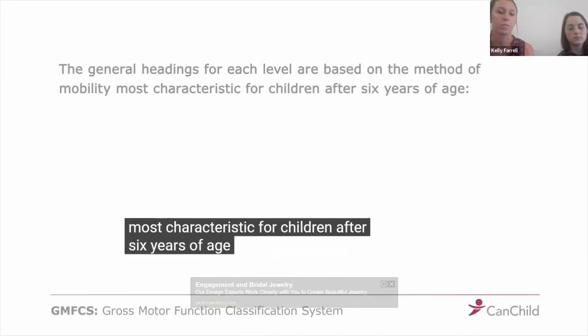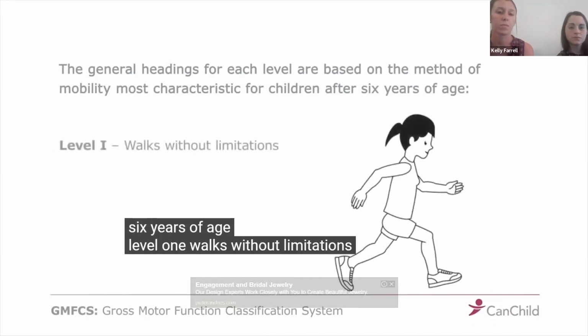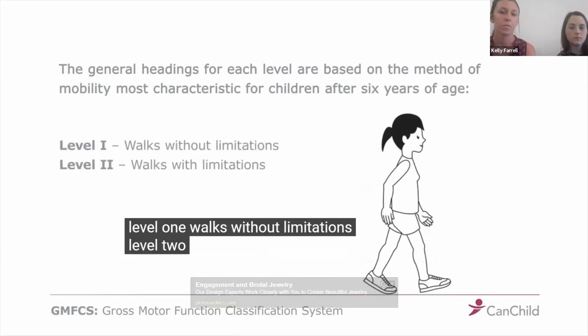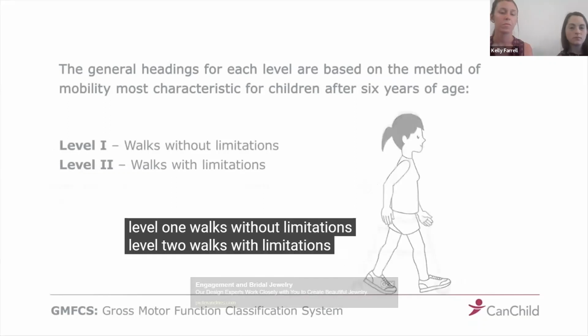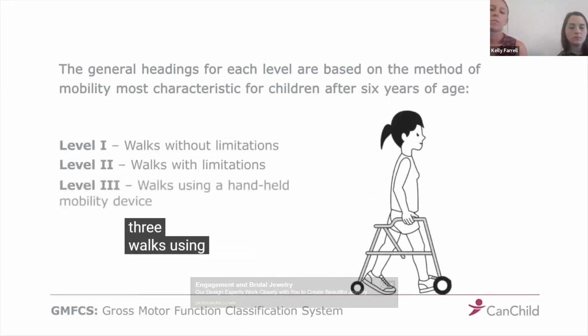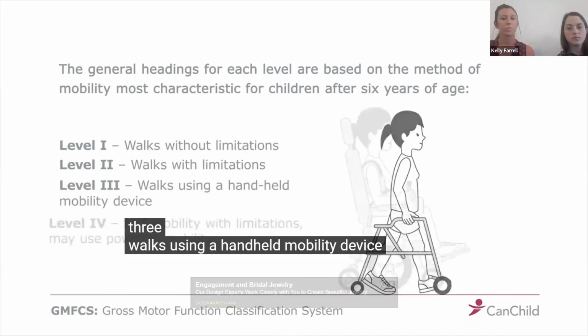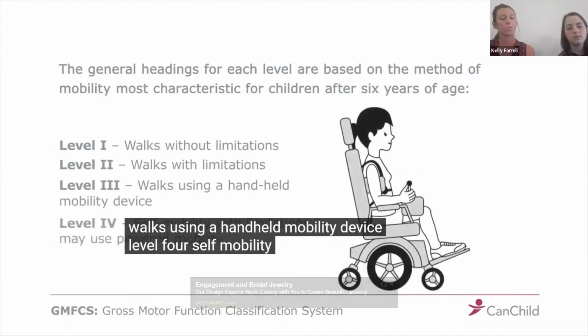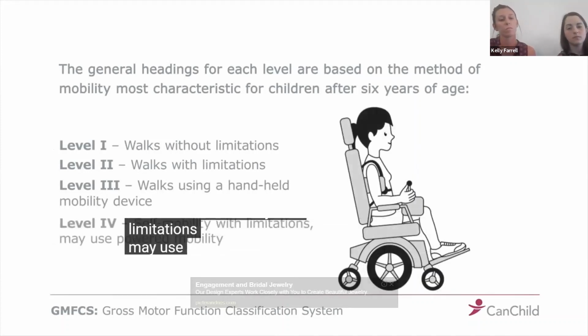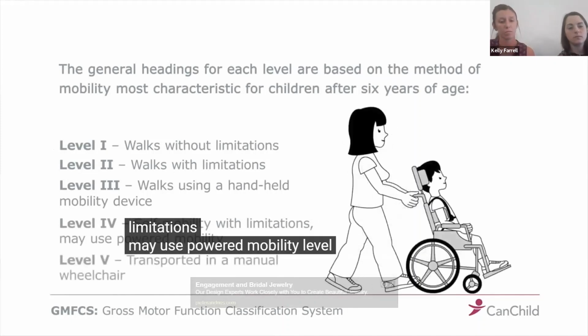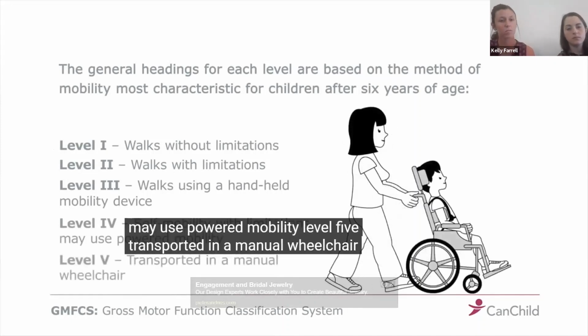The general headings for each level are based on the method of mobility most characteristic for children after 6 years of age. Level 1, walks without limitations. Level 2, walks with limitations. Level 3, walks using a handheld mobility device. Level 4, self-mobility with limitations, may use powered mobility. Level 5, transported in a manual wheelchair.